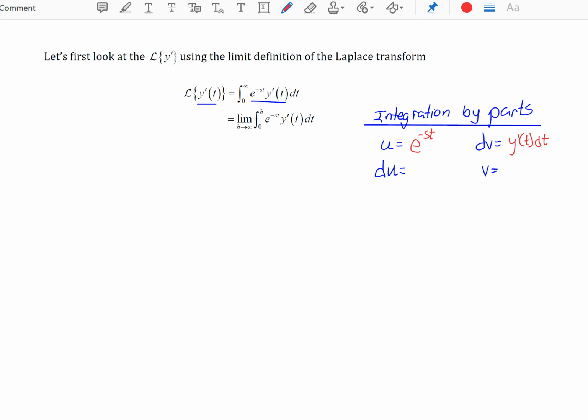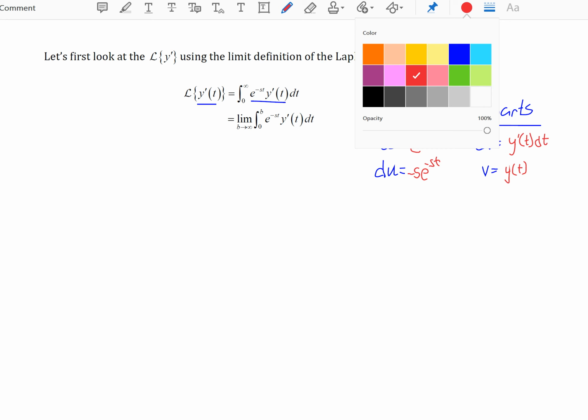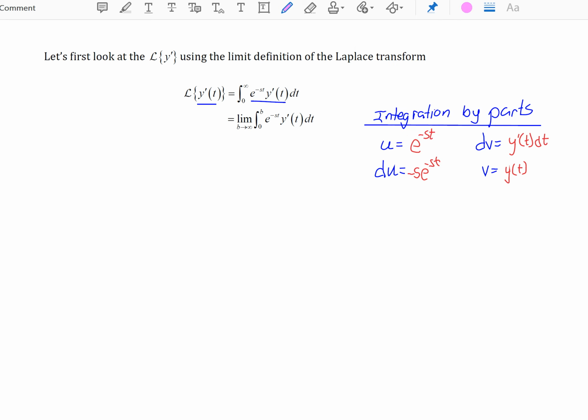For our du, we'll take our derivative. The derivative of e to the negative st is e to the negative st times, by the chain rule, negative s. And the antiderivative of y prime of t dt is just y of t. Now recall, the integration by parts method says you're going to go u times v minus the integral of v du.